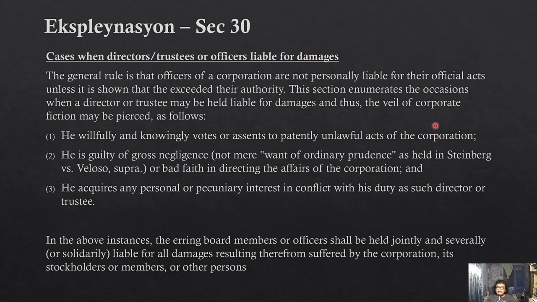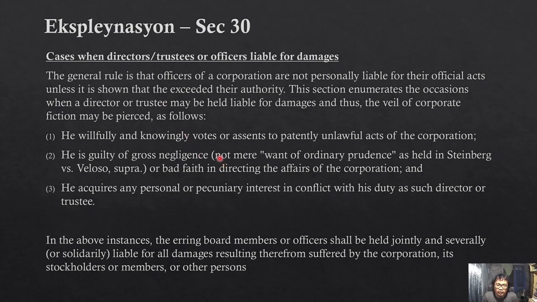Now, the doctrine of piercing the corporate veil states that kapag ganun yung nangyari, hindi titingnan yung separate juridical personality ng corporation. Isasantabi yun. Tatargetin kung sino yung behind the wrongdoing, which is the directors, trustees, or the officers. That is why piercing the corporate veil. Hindi titingnan yung separate juridical personality ng corporation. Tatargetin nyo sino yung nag-commit ng wrongdoing. Okay, recap lang yan ng piercing of the veil of corporate fiction.